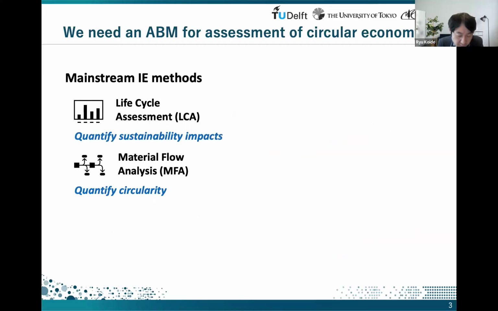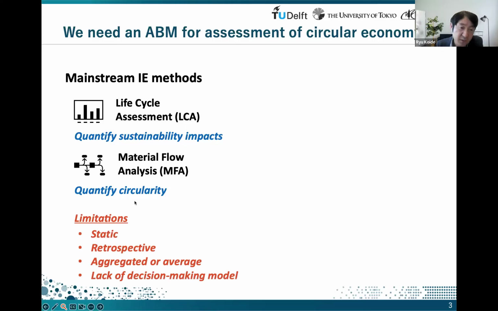circular economy. As you know, the mainstream industrial ecology methods heavily used for circular economy are life cycle assessment, which is quite good for quantifying sustainability impacts, and material flow analysis, which is quite good for quantifying circularity. However, there are some limitations because these methods are mostly static and also retrospective. They talk about mostly aggregated or average behavior, and the models themselves don't really model decision making.